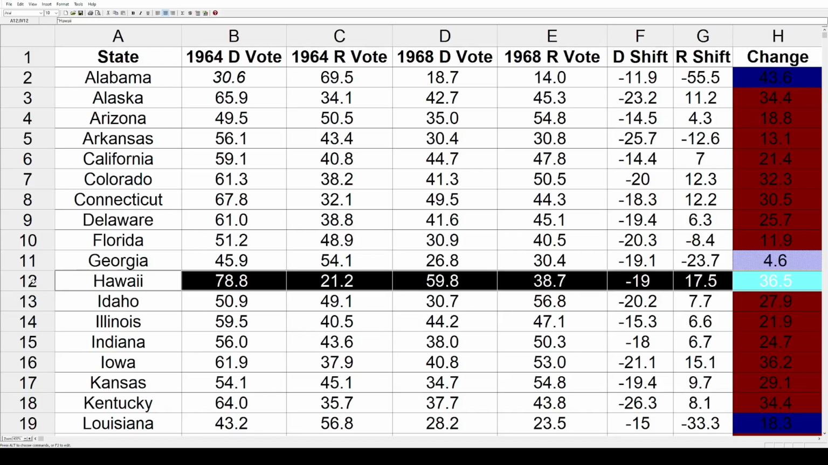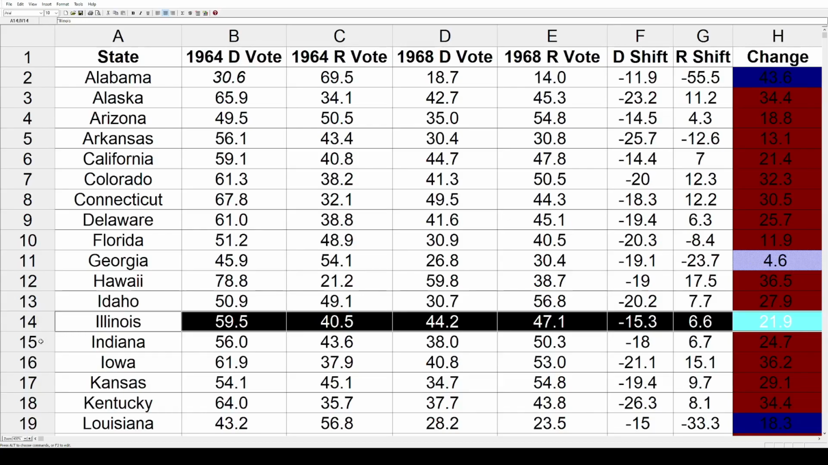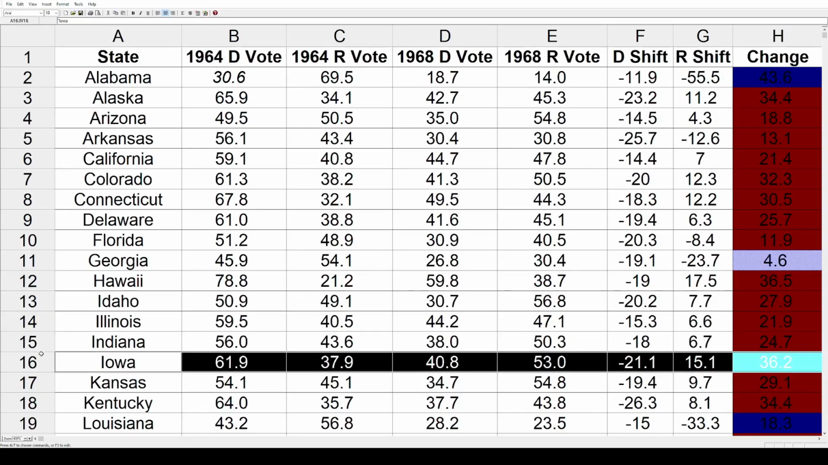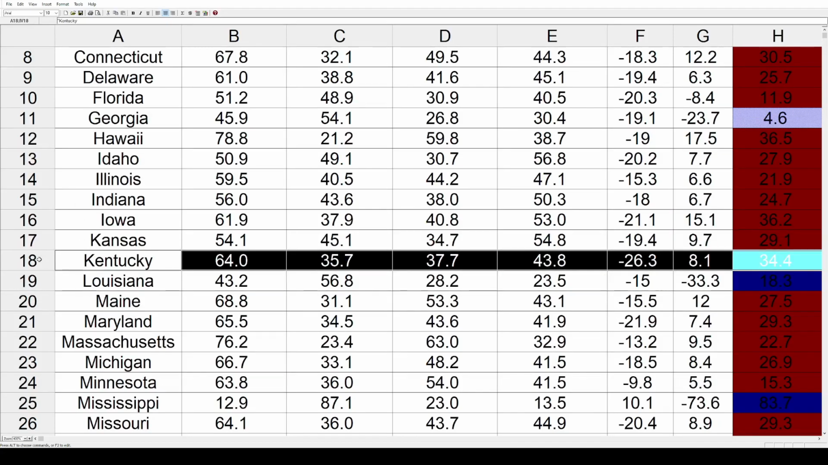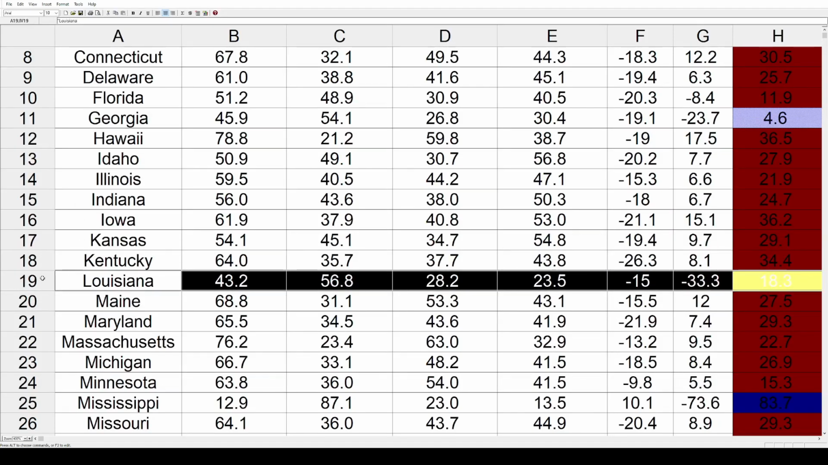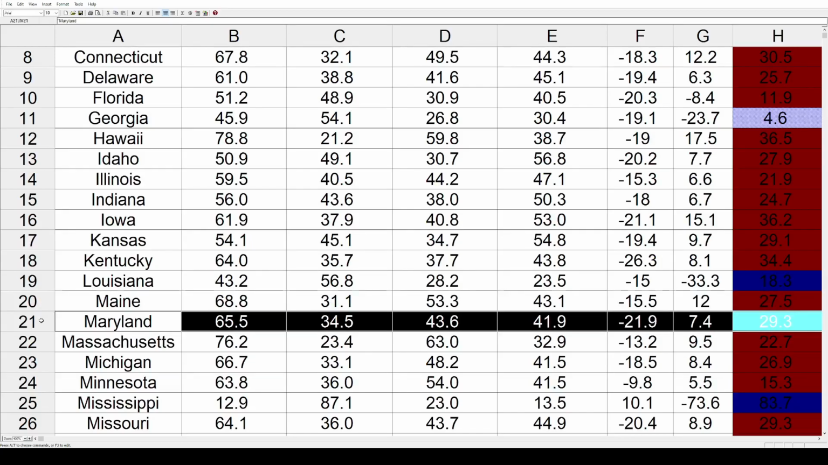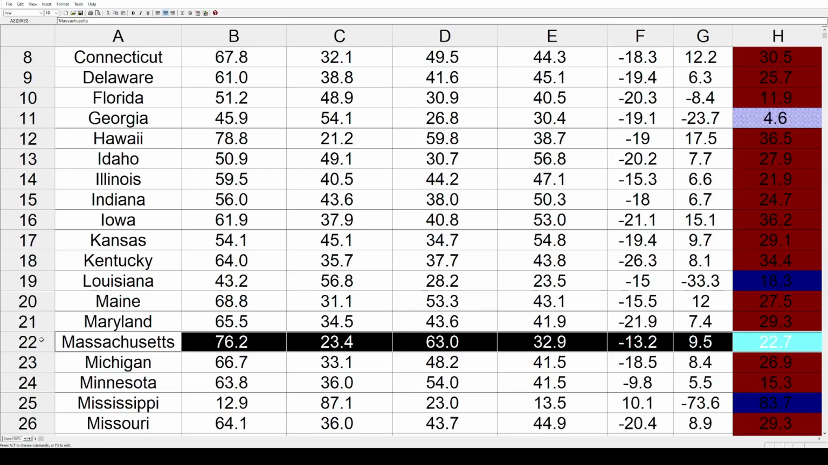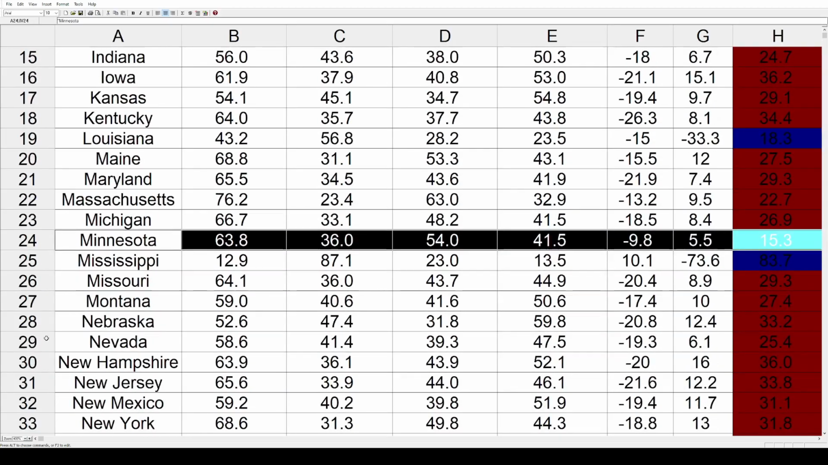Back toward the Republicans now with Hawaii at 36.5%, Idaho 27.9%, Illinois 21.9%, Indiana 24.7%, Iowa 36.2%, Kansas 29.1%, Kentucky 34.4%. Louisiana, that's another southern state that drifted back toward the Democrats by 18.3%. Maine back toward Nixon and the Republicans by 27.5%. Maryland 29.3%, Massachusetts 22.7%, Michigan 26.9%, Minnesota 15.3%.